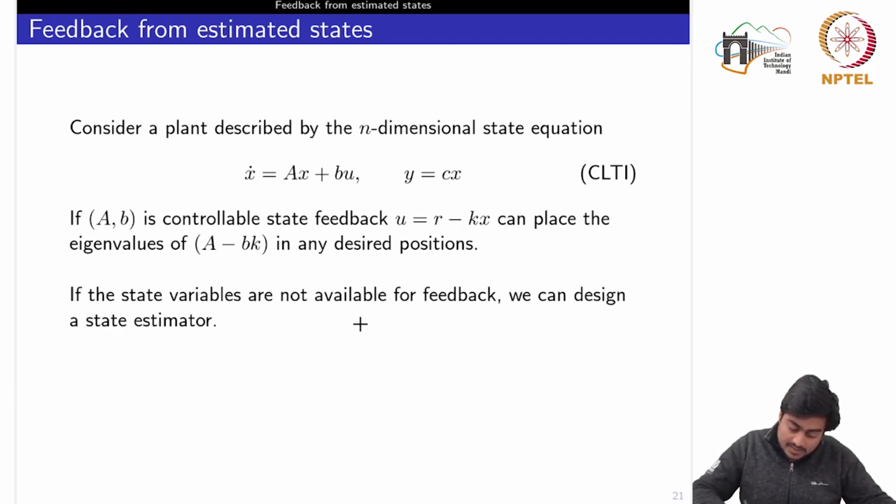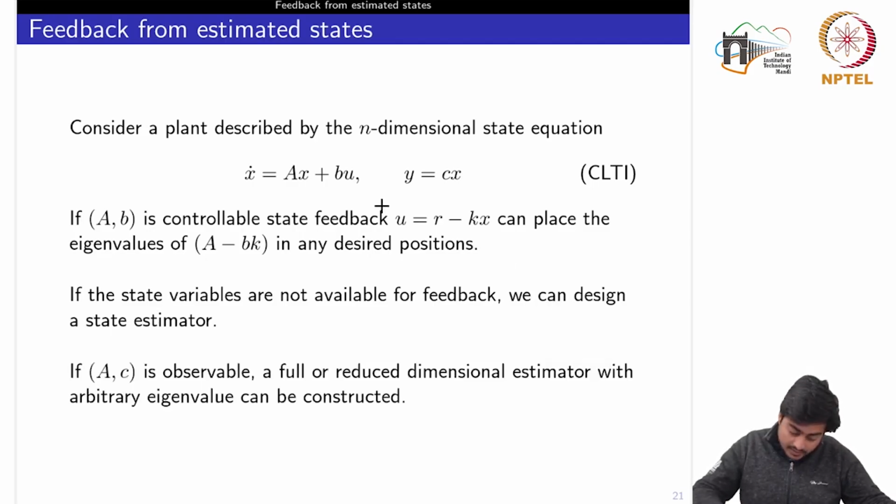Okay, so if the state variables are not available for feedback, we can design a state estimator to estimate this x hat. For this design of the state estimator, we need to ensure that the pair A comma C is observable. So we can design either a full dimensional estimator or a reduced dimensional estimator with arbitrary eigenvalues. Now if this pair is detectable, we cannot place the eigenvalues arbitrarily, but still we can ensure the asymptotic stability of the error dynamics.